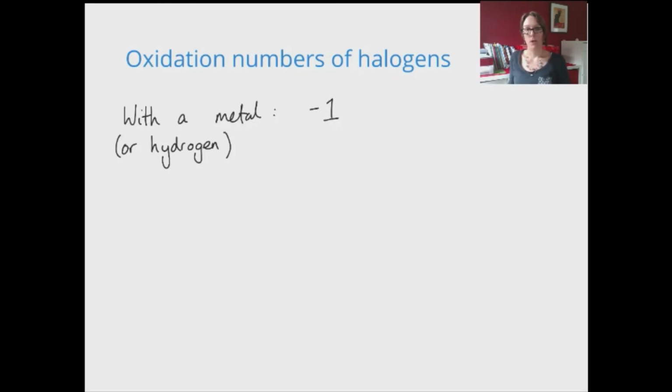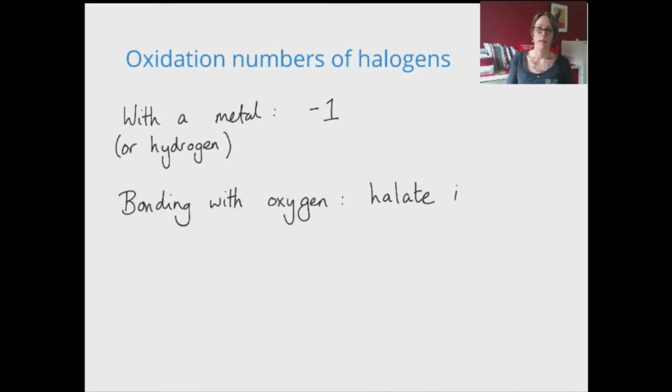But then there are options where halogens can bond with other elements, and in particular where you get variable oxidation numbers is where non-metal elements are bonding with oxygen. And so there are options now, and it turns out that we're going to be making something called halate ions. So halogens don't really bond with oxygen to form neutral molecules, they bond to form negative ions.